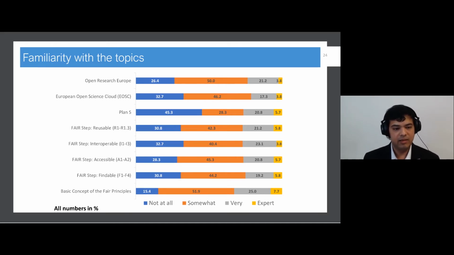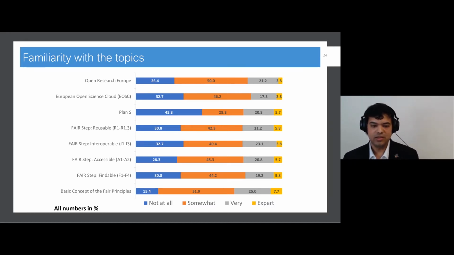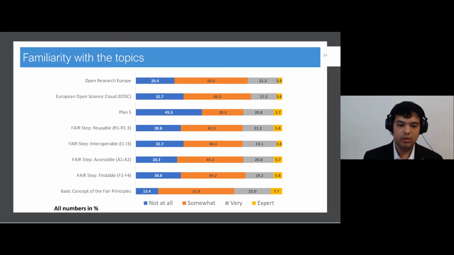And then Plan S, the European Open Science Cloud, and Open Research Europe. You could see that even the basic concept of FAIR principles was somewhat known by the researchers, but when we go deeper into the different steps, you could clearly see that either the researchers hadn't heard about them or they didn't have any proper information.